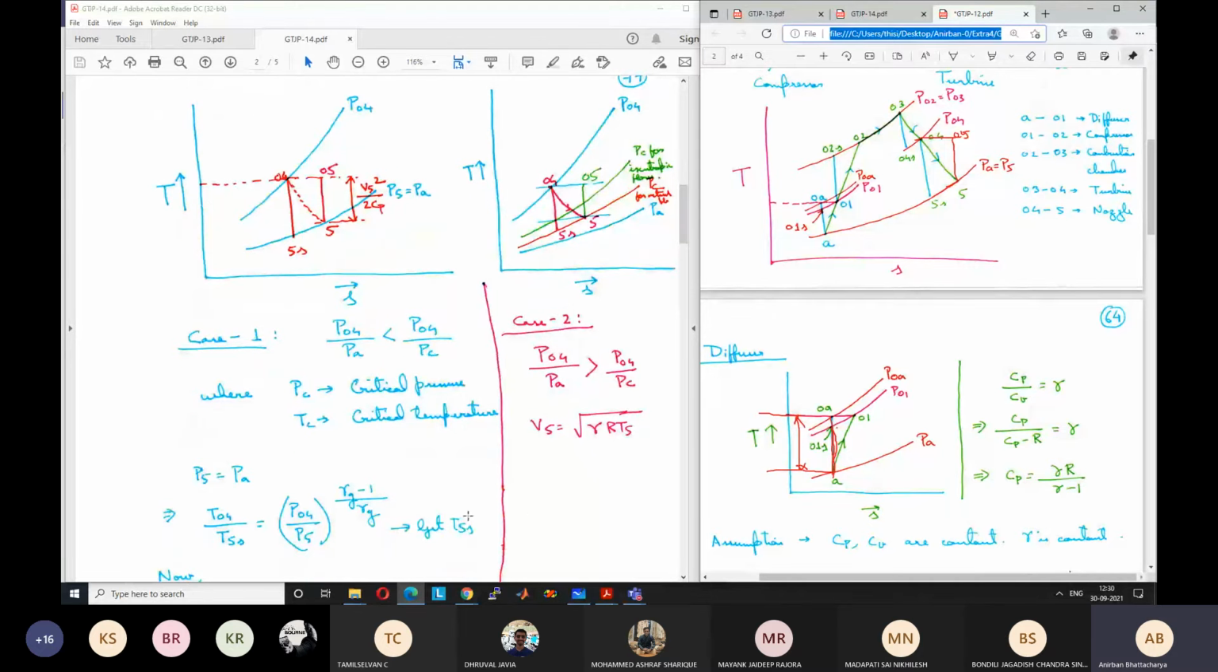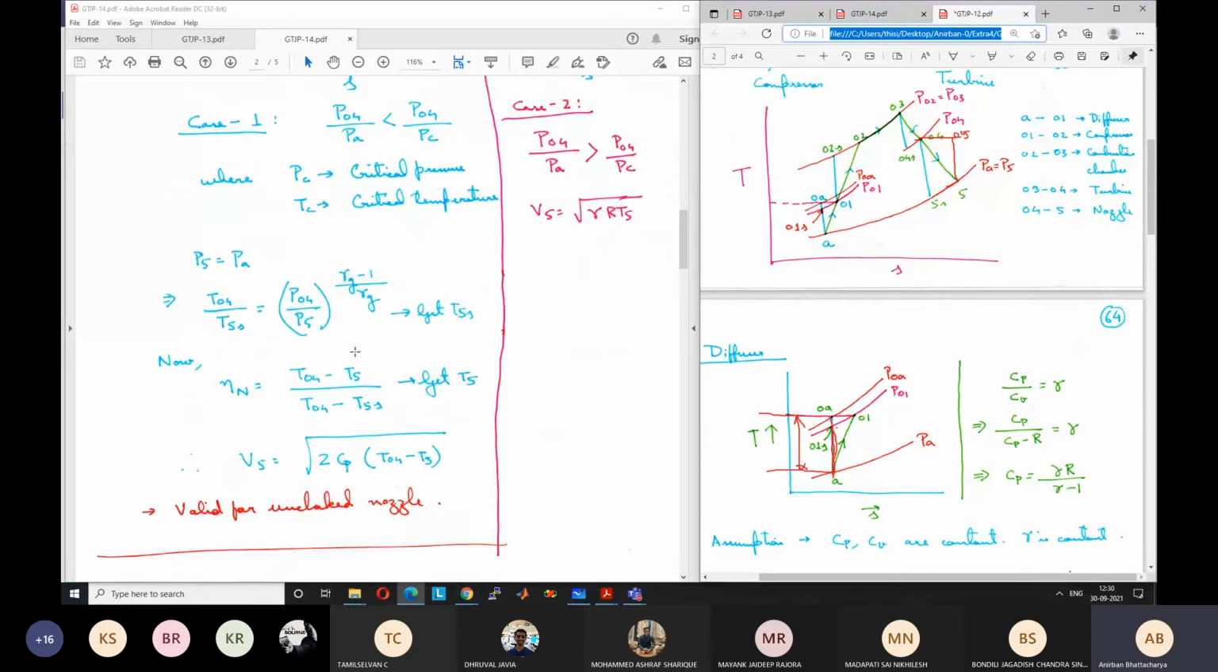So we will denote this critical pressure as PC and critical temperature as TC. Sometimes this is also denoted as P star and T star. Okay. So one case we have already seen, the case for the unchoked nozzle. I will not go into the details of that.